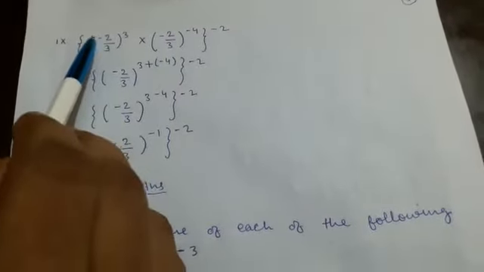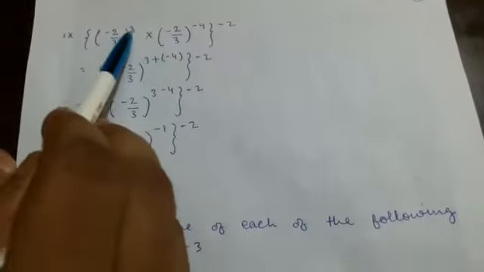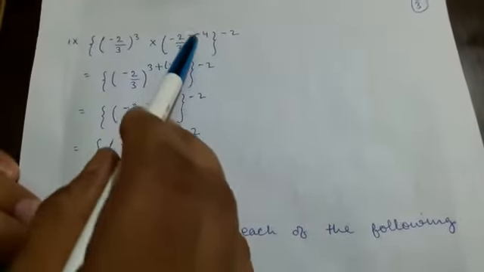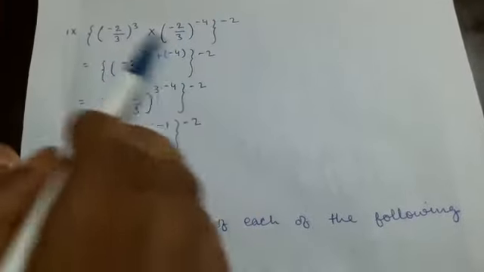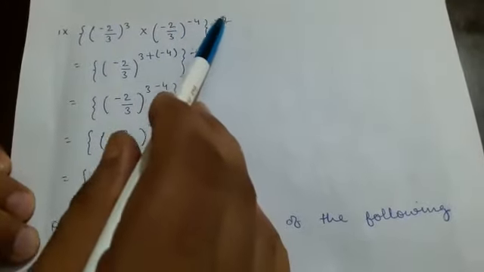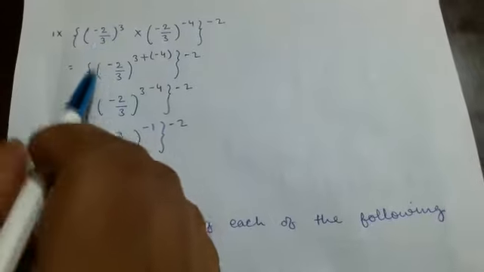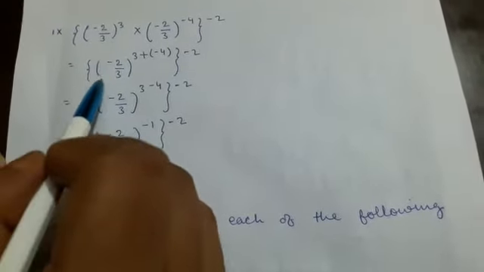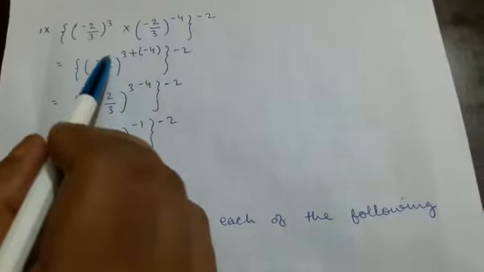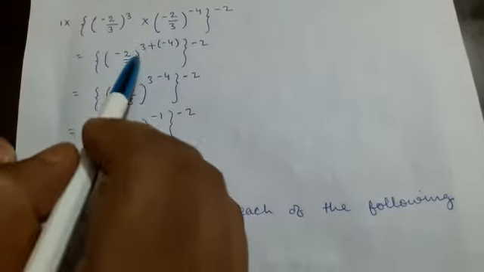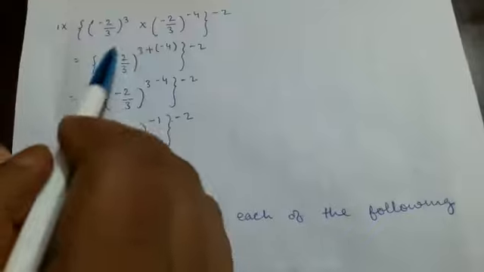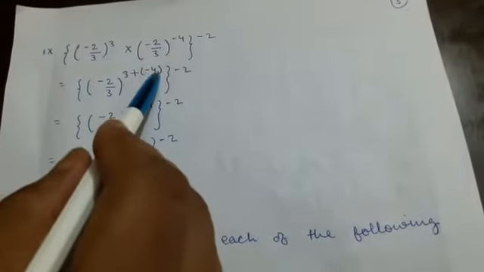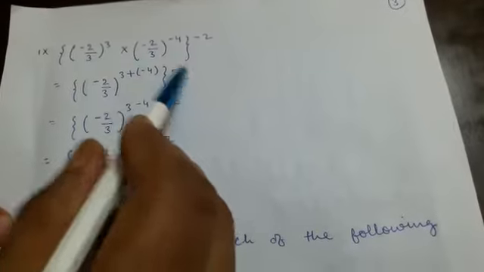Now let us see the 9th part of that question: ((minus 2 by 3) power 3 into (minus 2 by 3) power minus 4) whole power minus 2. Let us solve this question. We will first write the middle bracket and the smaller bracket, minus 2 by 3 power 3. See, both the bases are the same, so here we will add their powers, 3 plus minus 4, whole power minus 2.